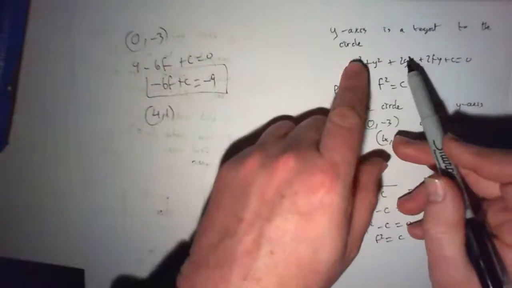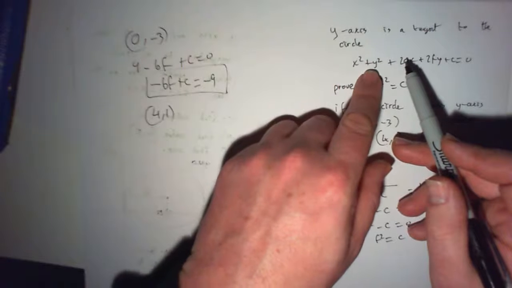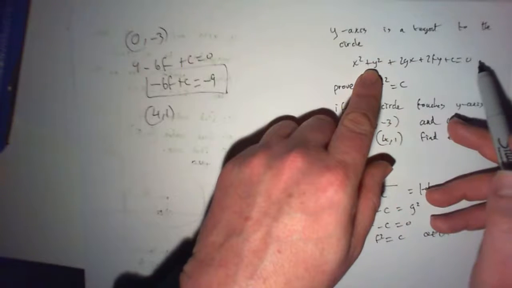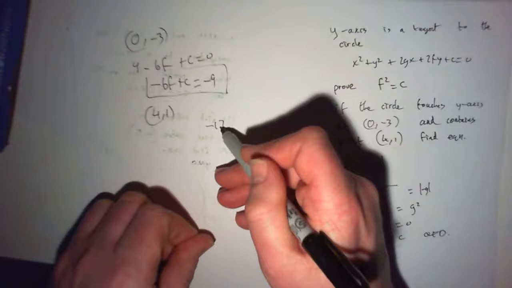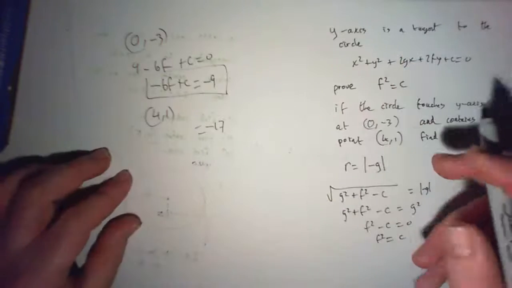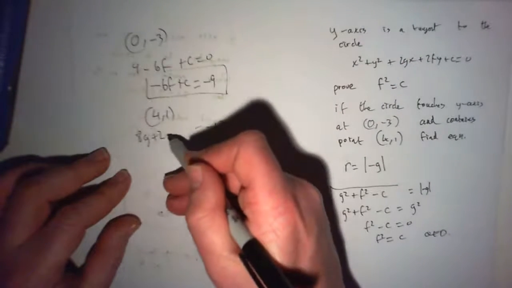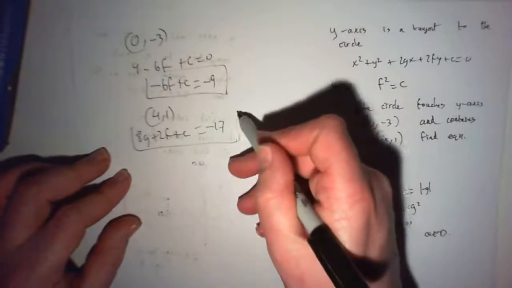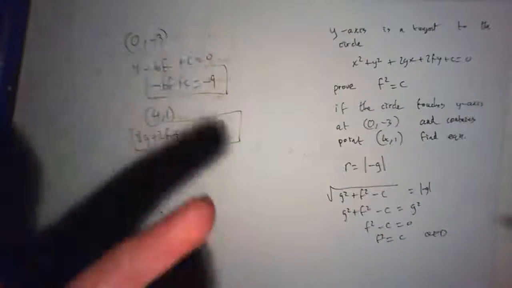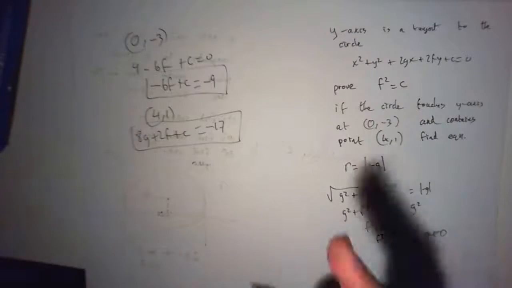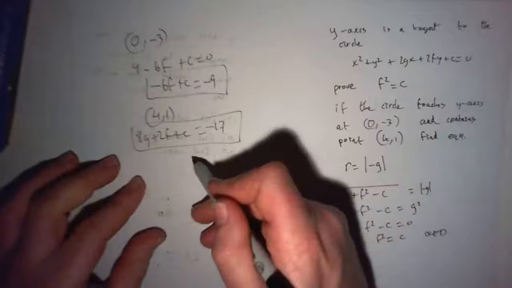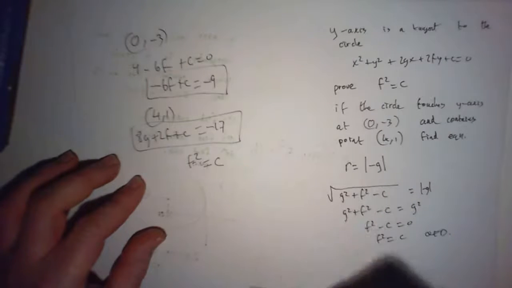Now let's do the same thing by substituting in 4 and 1. Let's put 4, 1 in here. We get 16 and 1 is 17. Bring that across, that's a minus 17. And then we're going to get a 4 and a 1. That'll be an 8g and a 2f and a c. 8g plus 2f plus c. Now, they don't help you, but we know something else. We know, drum roll, because we were asked to prove it, that f squared is equal to c.